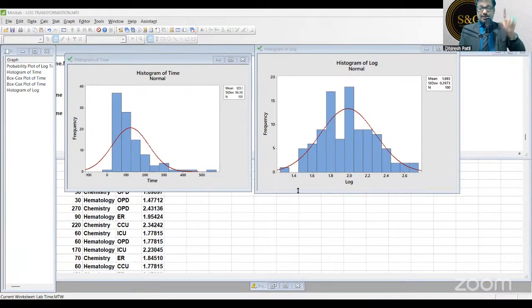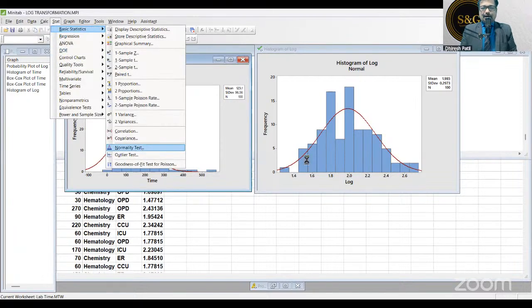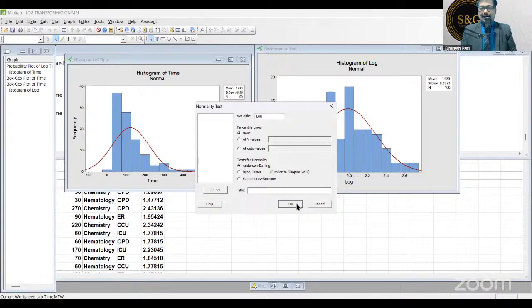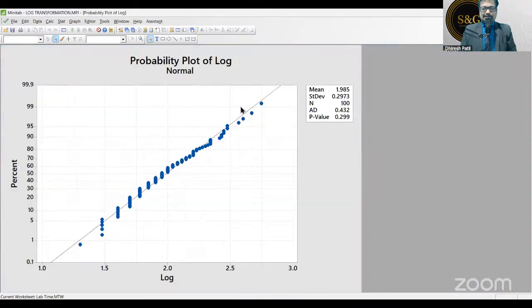Now what is a confirmation? So histogram wise it looks okay. What is a confirmation? Go to stat, basic statistics, normality test. Now just select the log column and click on OK. Wow, look at this. The p-value is 0.299. Correct? So it's a confirmation that the data has been transformed to normal distribution. Now you can check the process capability. Clear? Everybody's clear? So strategy number 1, increase the sample size. Strategy number 2, Box-Cox transformation. Are you clear with this? Just give me yes in the chat box.